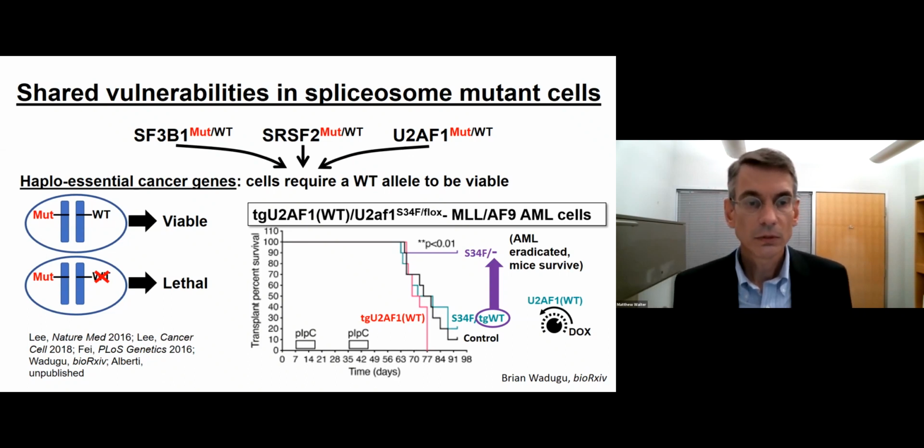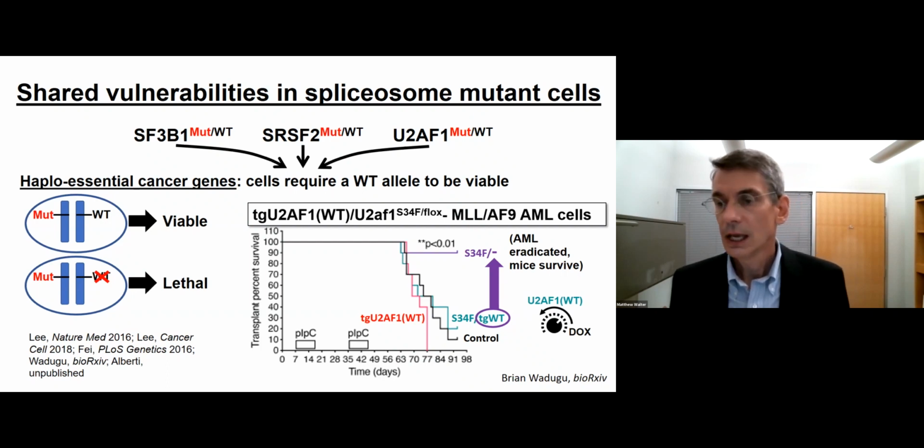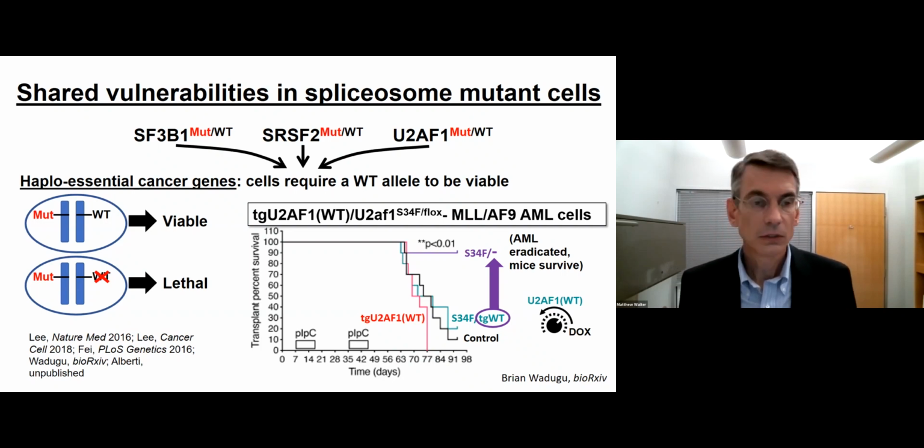And so this proof of principle idea of haploessentiality could be approached and tried to be targeted by modulating the ratio of these expressions, potentially with antisense oligonucleotides.